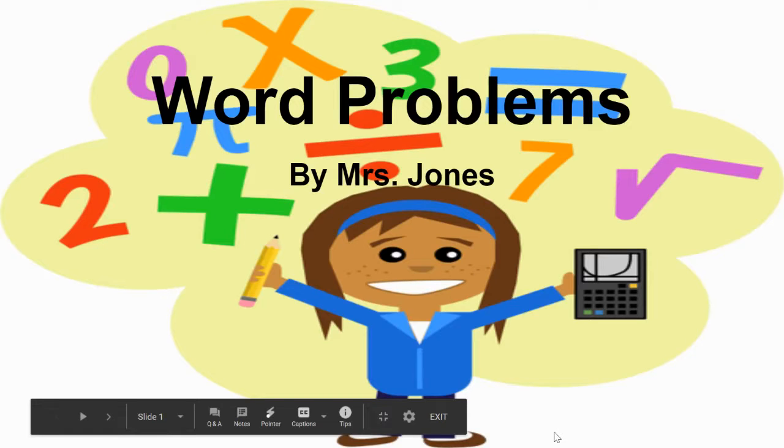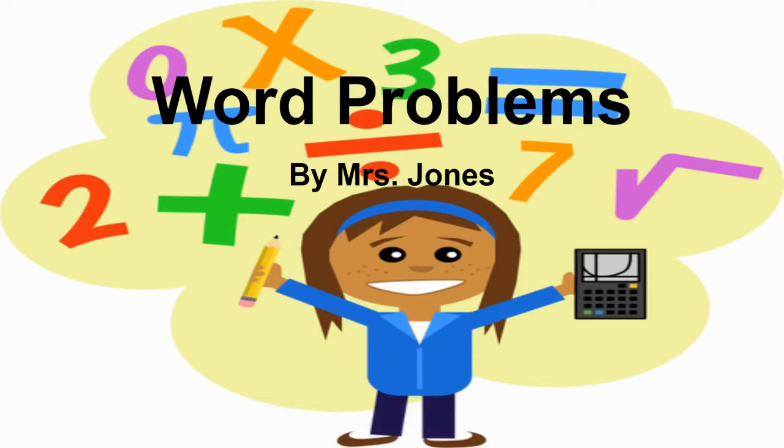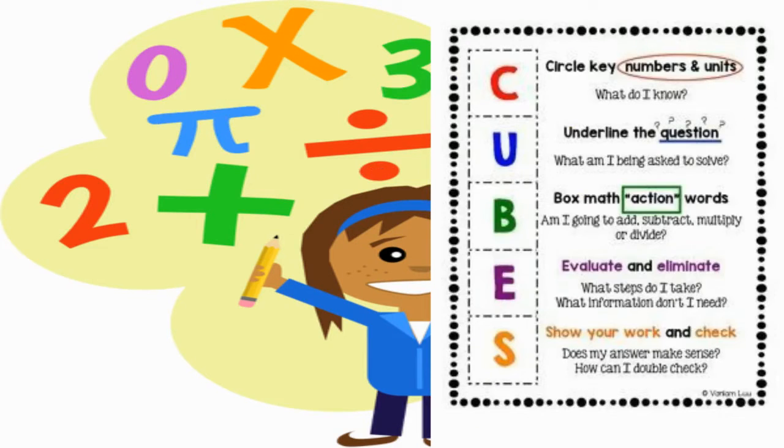Hello, scholars. Today we are going to continue our study on word problems, more specifically, multi-step word problems. The strategy that we have been using is the CUBES strategy. In the CUBES strategy, the C stands for circle key numbers and units. What do I know? The U stands for underline the question. What am I being asked to solve?